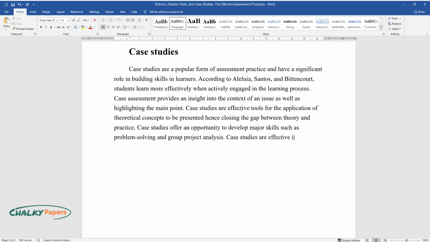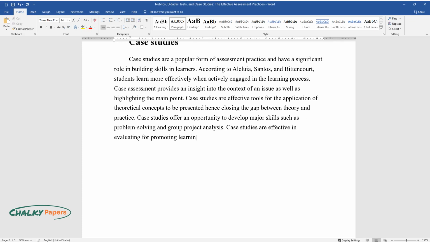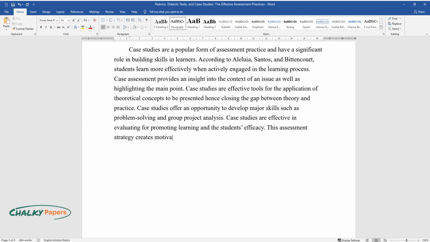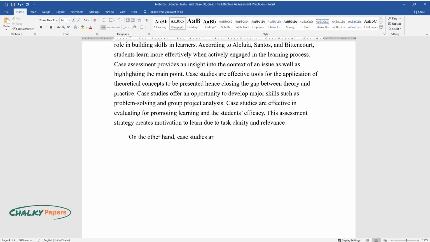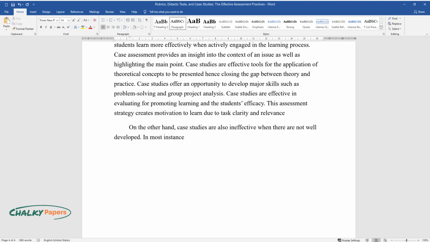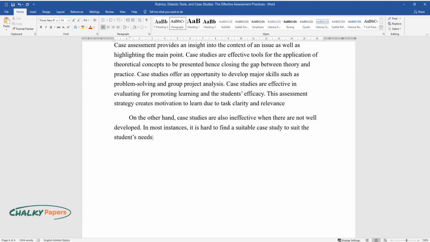Case studies are effective in evaluating for promoting learning and the student's efficacy. This assessment strategy creates motivation to learn due to task clarity and relevance. On the other hand, case studies are also ineffective when they are not well developed. In most instances, it is hard to find a suitable case study to suit the student's needs.